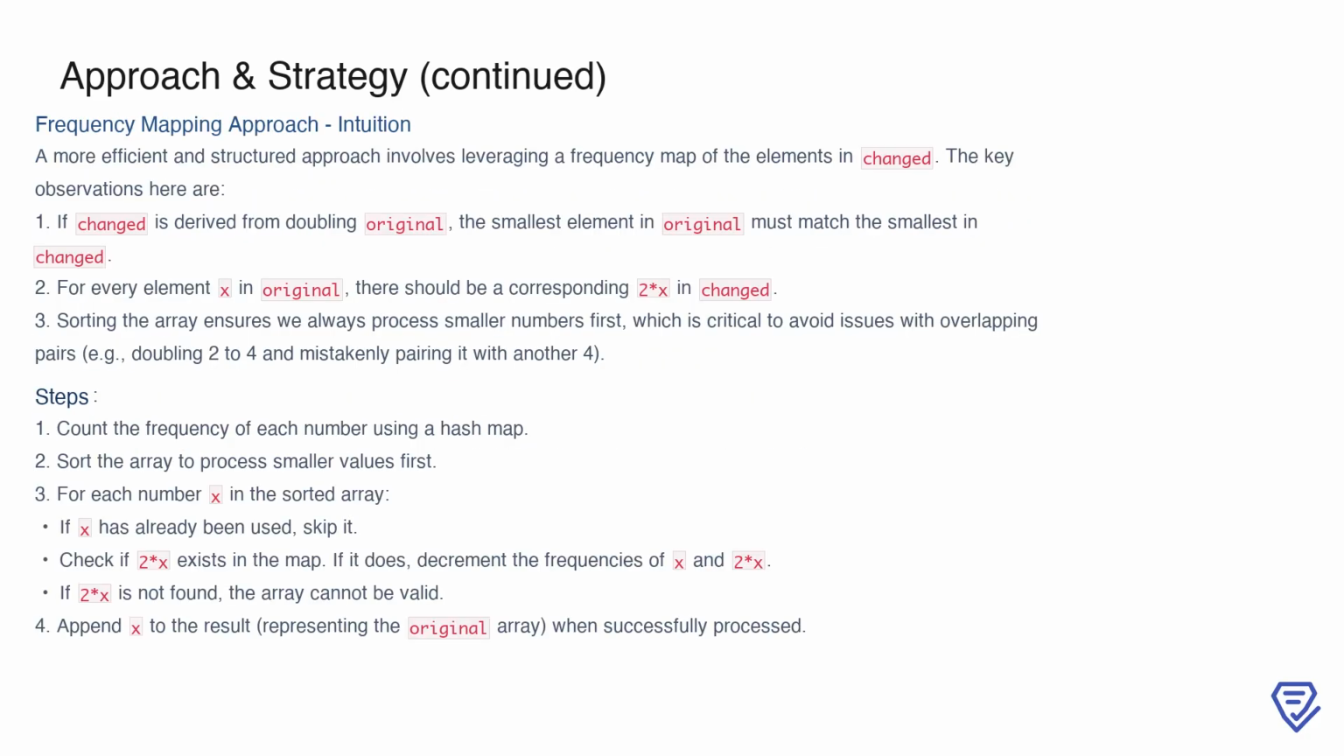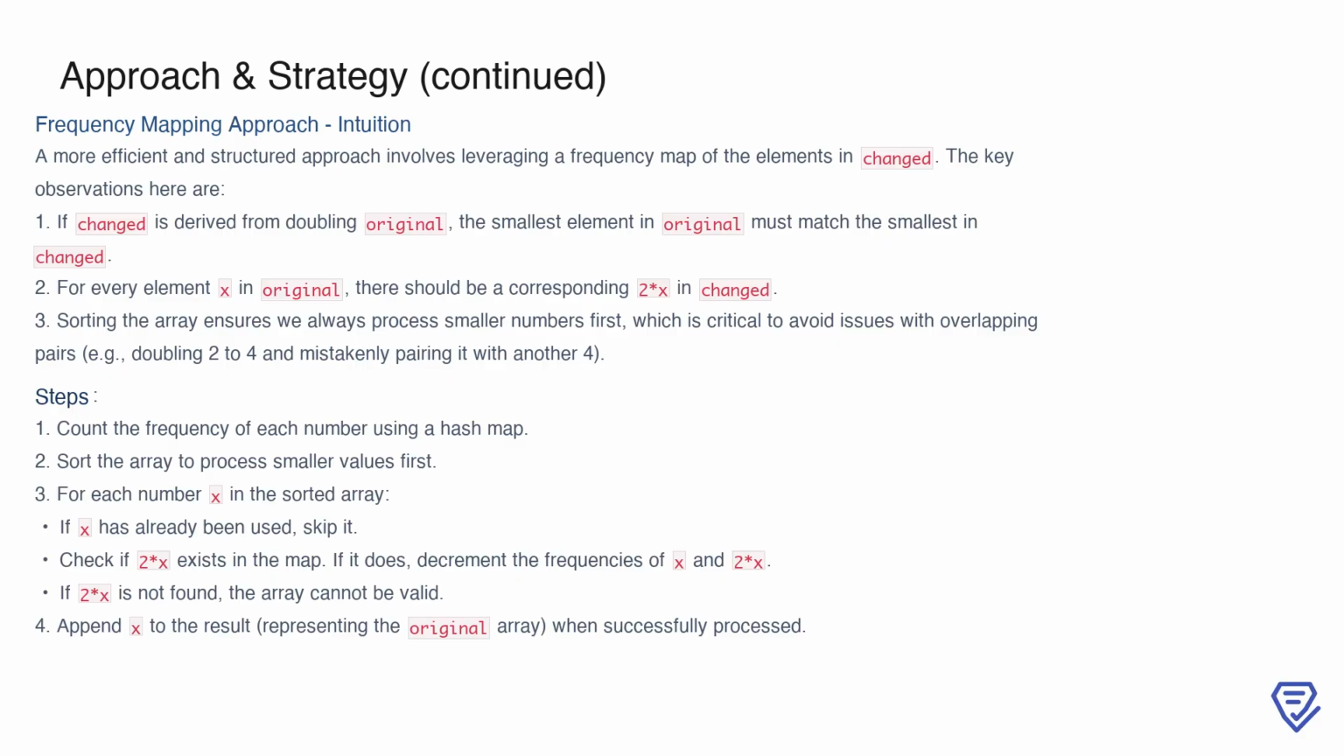A much more structured and efficient strategy is the frequency mapping approach. Here, we use the key insight that if changed was derived from doubling an original array, the smallest element in original must correspond to the smallest element in changed. This leads us to a systematic way of processing the array. For each element x in original, there must be a corresponding 2*x in changed. By sorting the array, we ensure that smaller numbers are processed first, which avoids issues like mistakenly pairing a doubled value with an overlapping number.